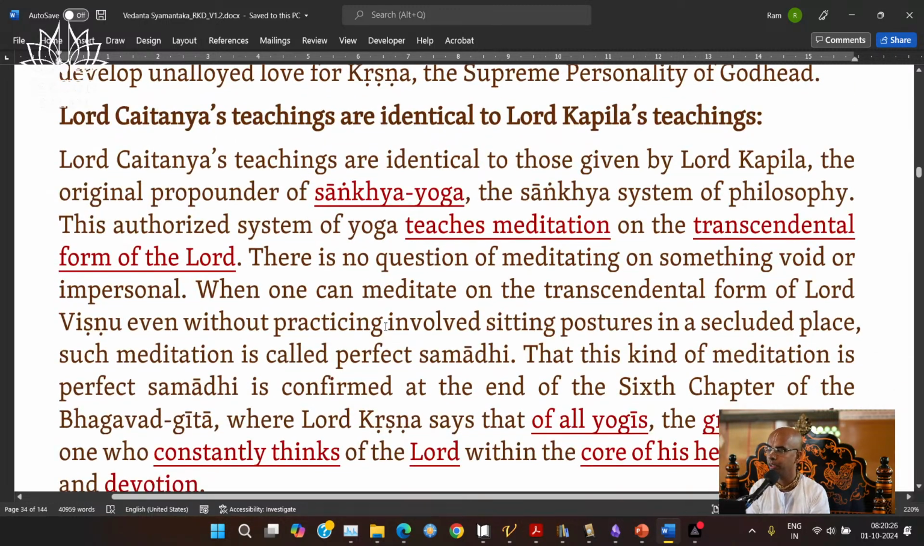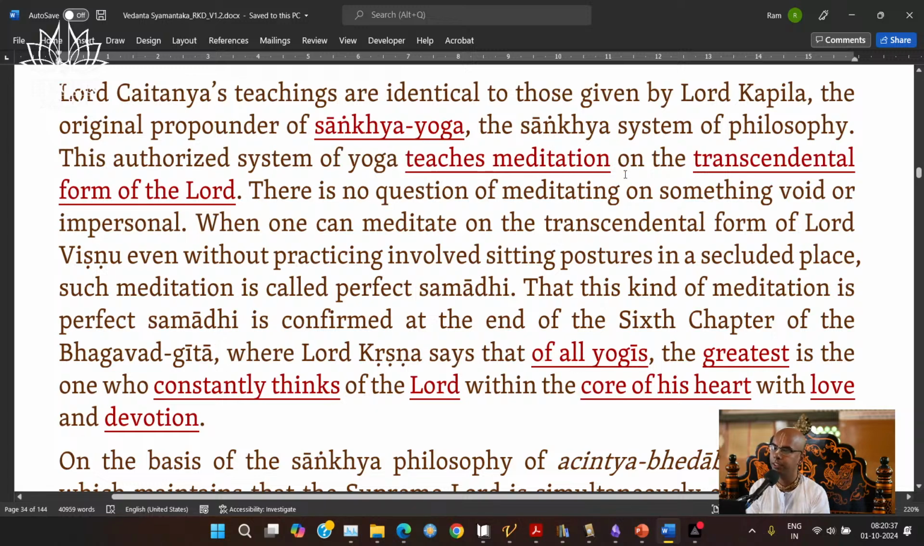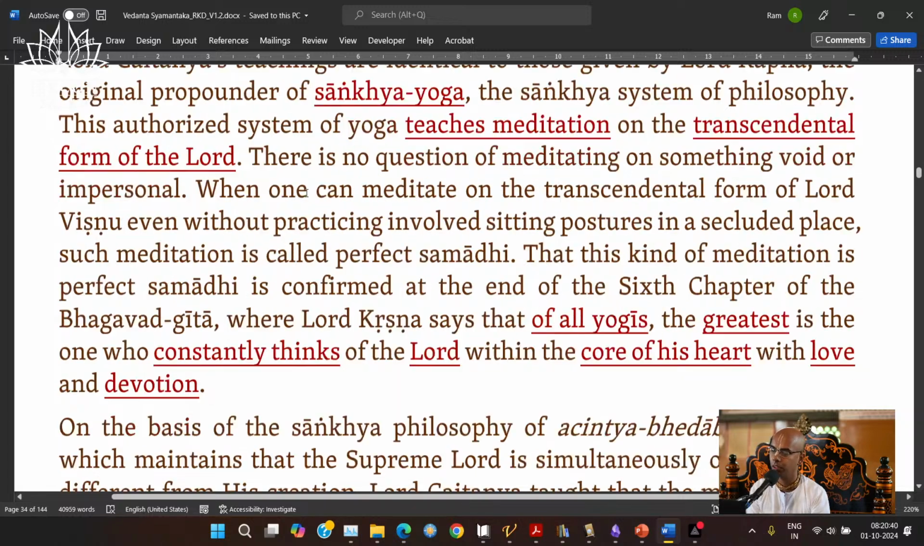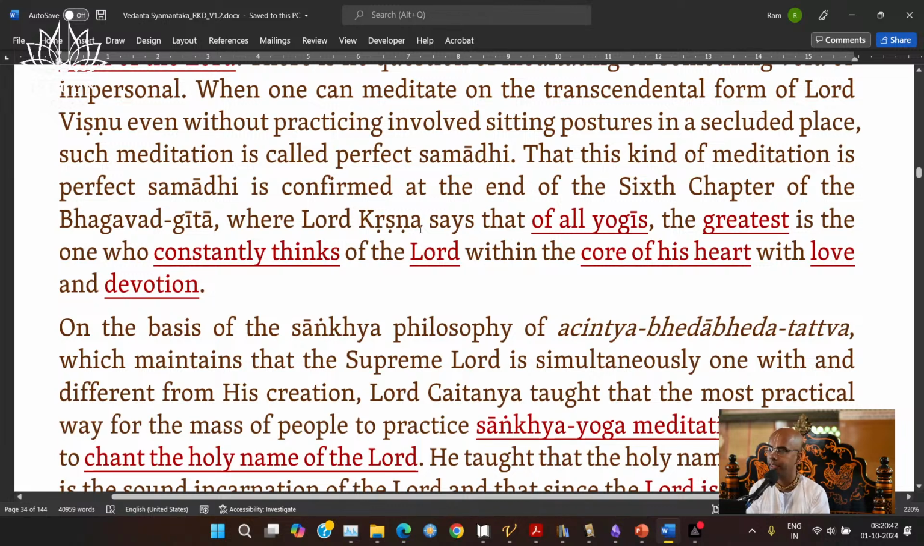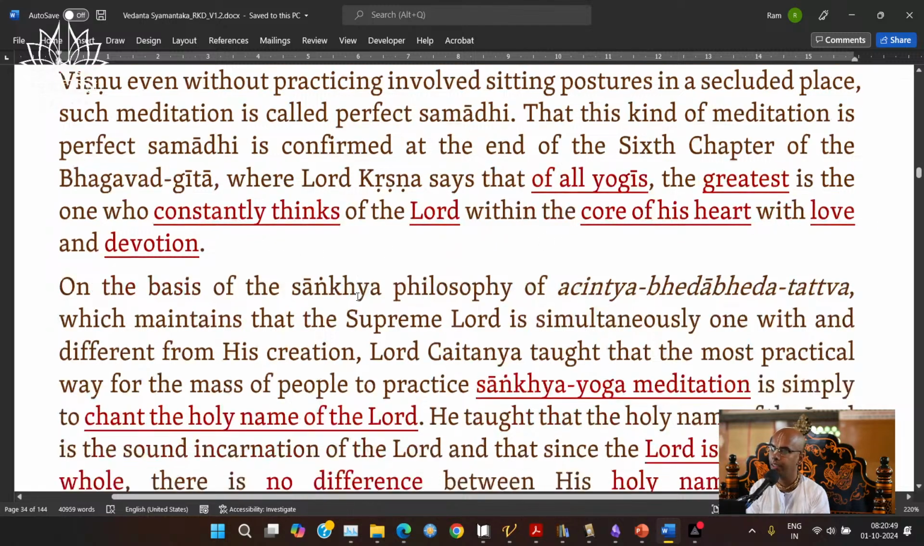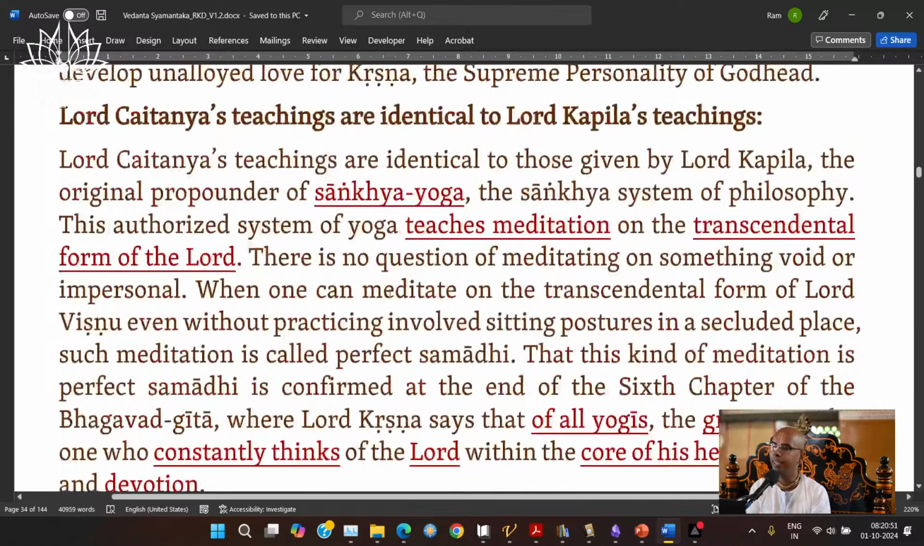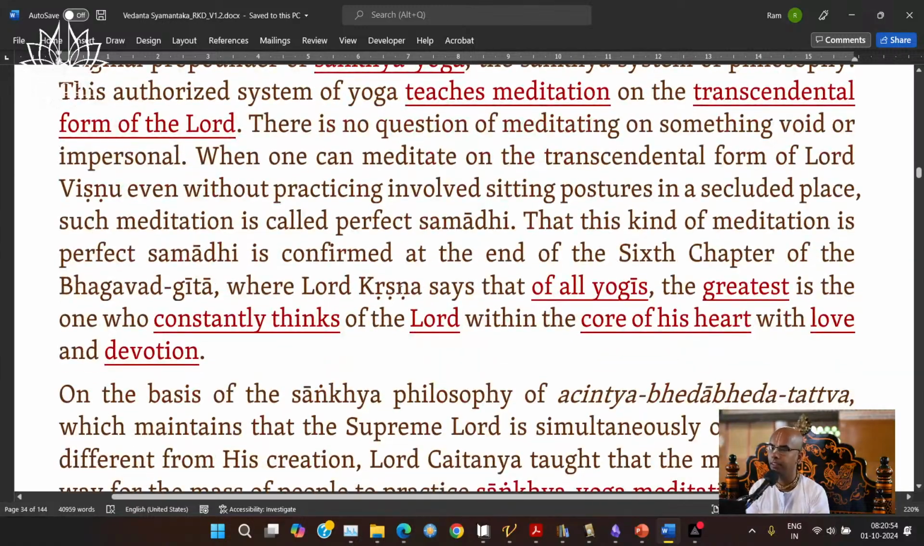And furthermore, Srila Prabhupada continues that Lord Chaitanya's teachings are also identical to those given by Lord Kapila, who propounded the original Sankhya Yoga and teaches the authorized system of yoga, which teaches meditation on the transcendental form of the Lord. This is also confirmed in Bhagavad Gita, where Krishna says that of all yogis, the greatest is the one who constantly thinks of the Lord within the core of his heart with love and devotion. So why are we discussing this? We are discussing this in context to this particular verse, because this verse can be understood in two ways.